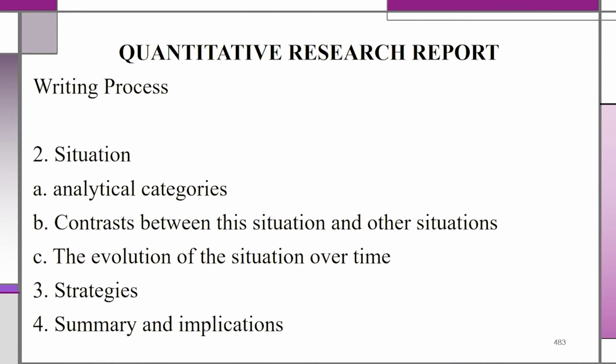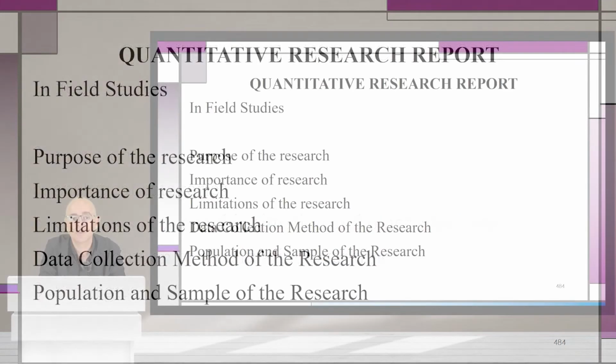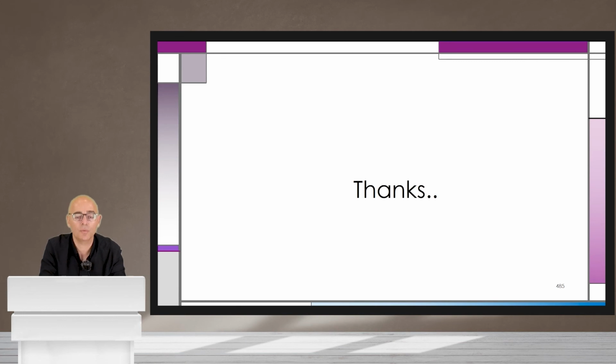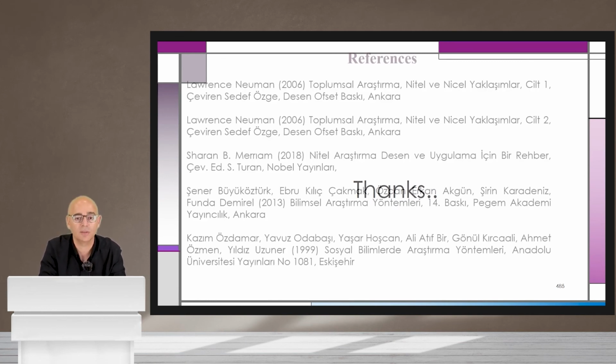As the last one, the evaluation of the situation over time. A historical evaluation of the situation is also another thing to make the meaning of your writing richer or stronger. After the situation or the body part of the writing, there come strategies and also summary and implications as another one. So after all of these explanations, we finally came to the end of this presentation and this course.